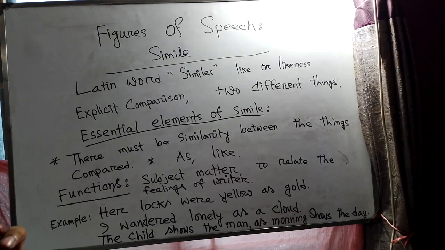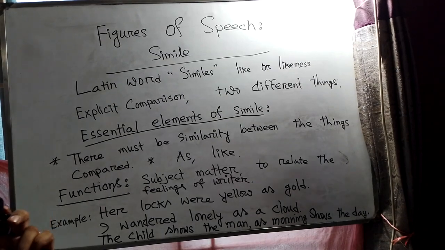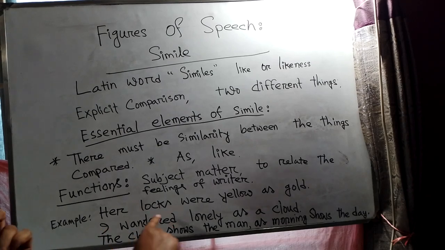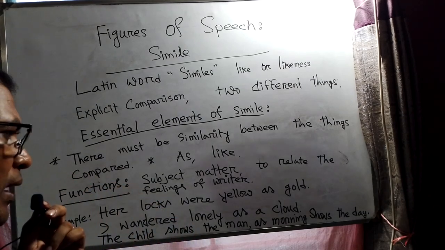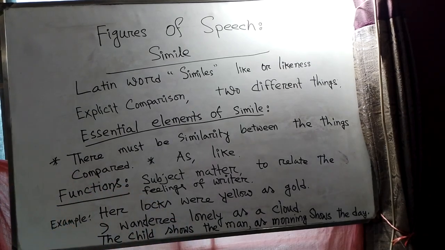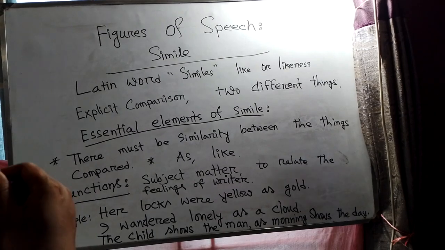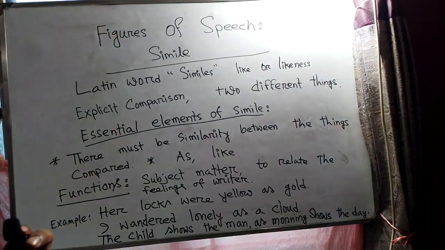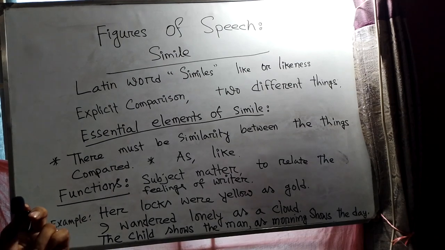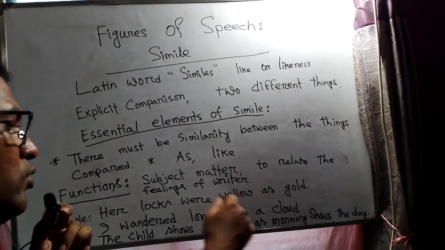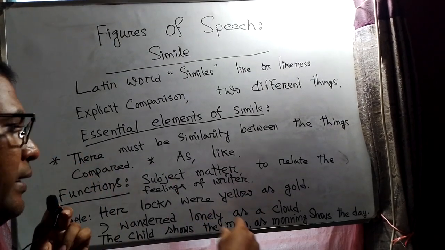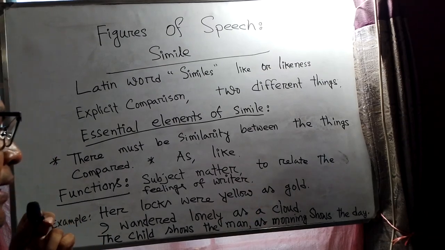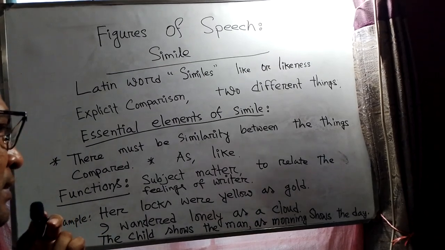Here I wrote down some examples. You can see the first example: her locks were yellow as gold. Here her locks that look yellow are compared with gold. So yellow locks are compared with gold. Here you find the keyword as. So obviously it's an example of simile.